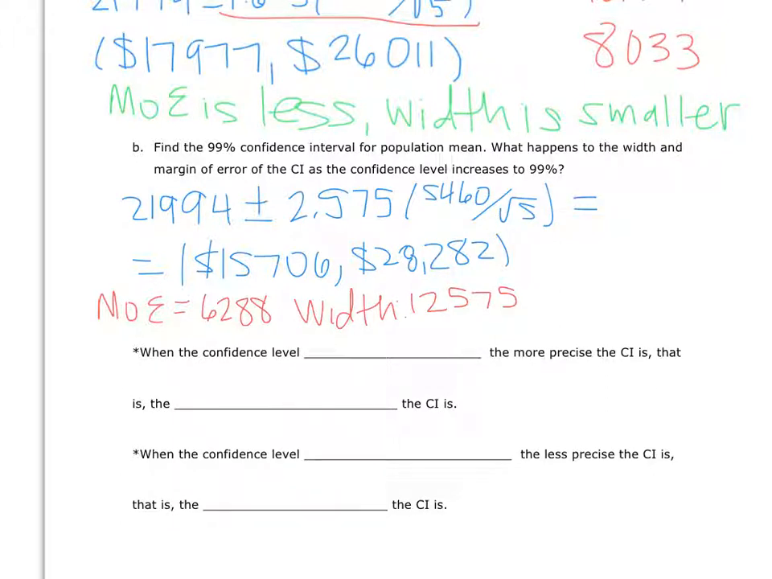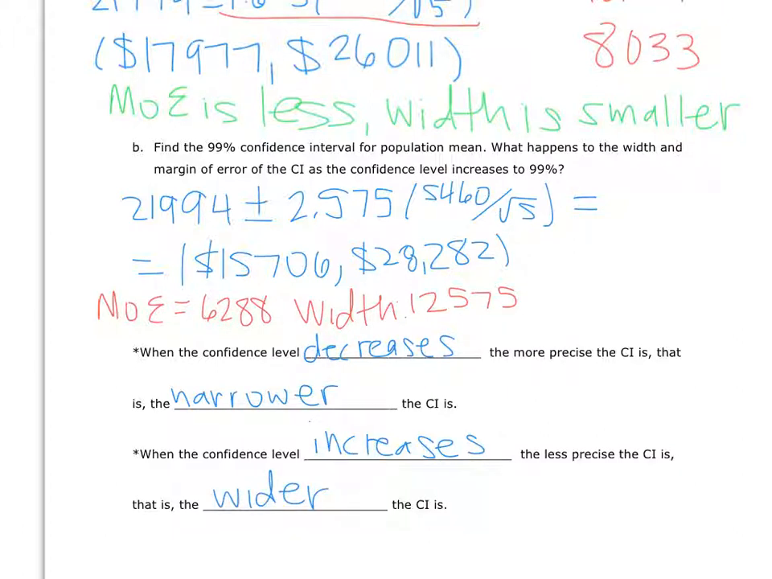Okay, so we can summarize that by saying when the confidence level decreases, okay, so like going from 95 to 90, the more precise the confidence interval is. That is, the narrower the confidence interval is. If we go the other way, when the confidence level increases, all right, we have higher confidence, a larger probability. The less precise the confidence interval is, that is, the wider the confidence interval is.